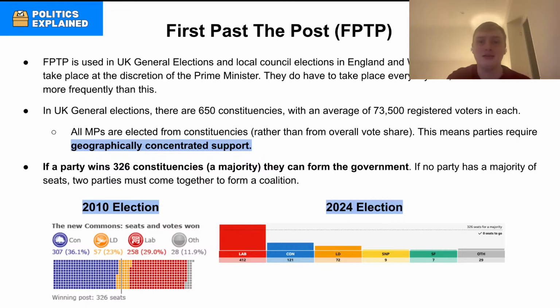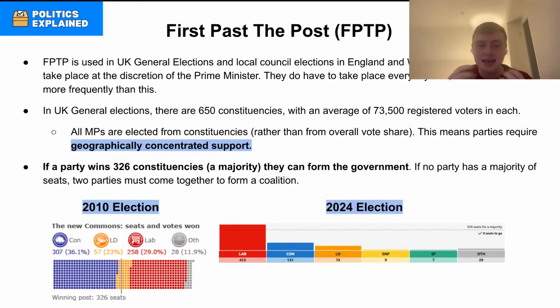And we'll look later at how this compares with the additional member system in particular. Crucially, this means that parties require geographically concentrated support. If you have 10% of the vote across the country, it's irrelevant if that's not geographically concentrated. For example, a party like Reform had 15% of the vote in the 2024 election. But they don't get 15% of the seats, because if they're getting 15% in each constituency, they're not winning any constituencies. So they won 5 constituencies because in some they were able to get up to 30, 40%. But because they didn't have geographically concentrated support in most constituencies, they really struggled.